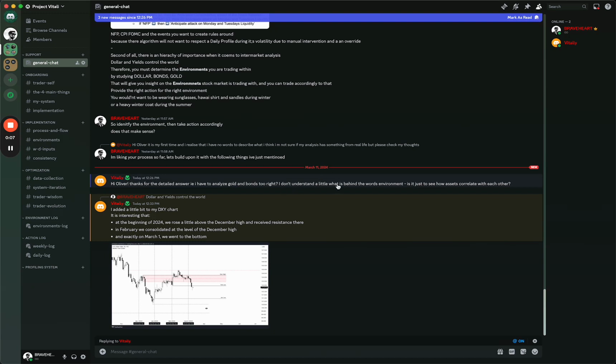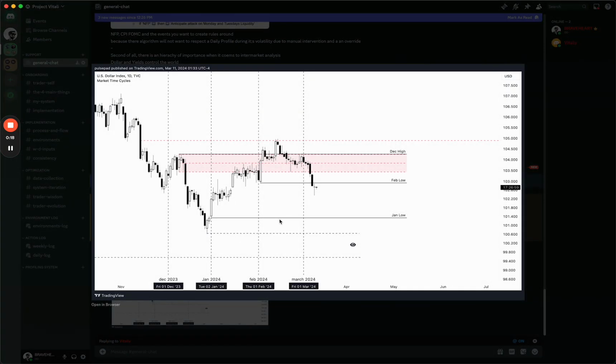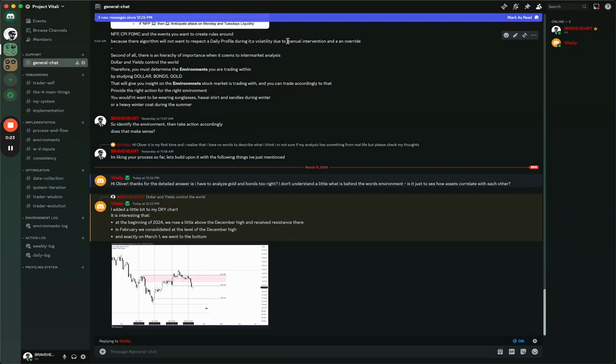I don't understand what's behind the words of environment. This is great. Okay, why is it great? Because we need to understand narrative. Whenever we read the chart, we must understand what we read, and that's all. Understanding narrative.